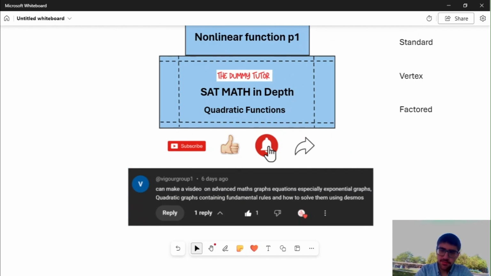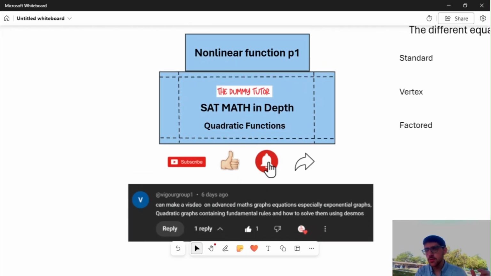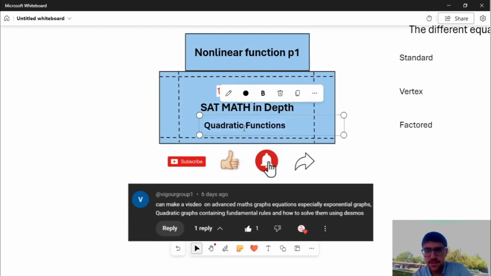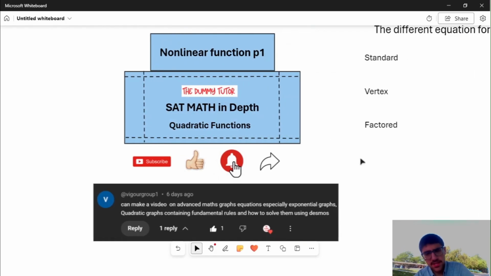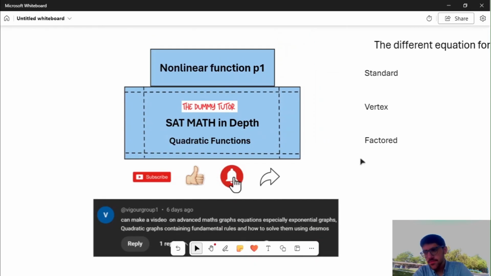I do have a video about the focus skill, nonlinear functions, and also one, I think, about nonlinear inequalities and nonlinear systems of equations. But those are less in depth. Those just go over things broadly and give examples. Today I'm going to go a lot more in depth about quadratic functions. I'm going to try to explain everything that's related, everything you need to know about them.